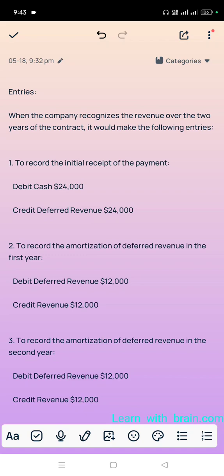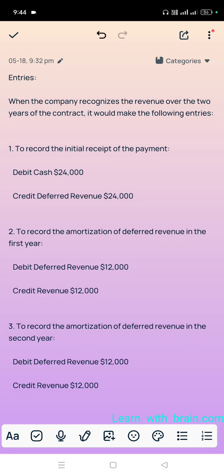When the company recognizes the revenue over the 2 years of the contract, it would make the following entries. First entry, to record the initial receipt of the payment. So first we receive the amount. So what is the entry? Cash account debit, credit side deferred revenue account. Cash account is a real account. Deferred revenue is a liability, so all liabilities are credited. How much amount? $24,000.